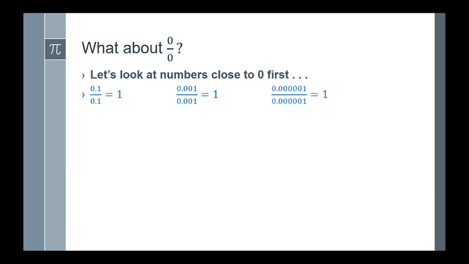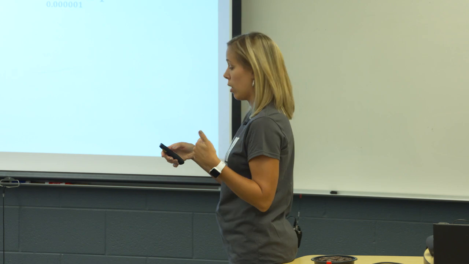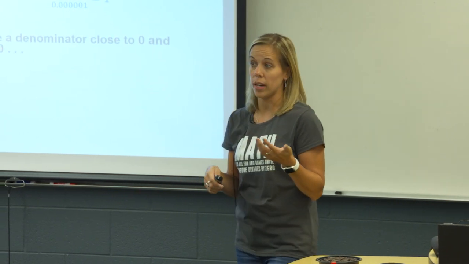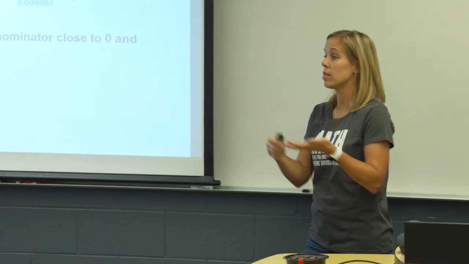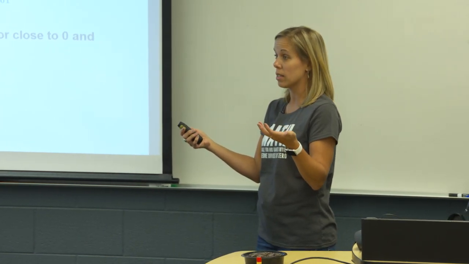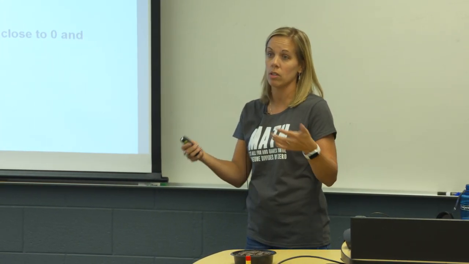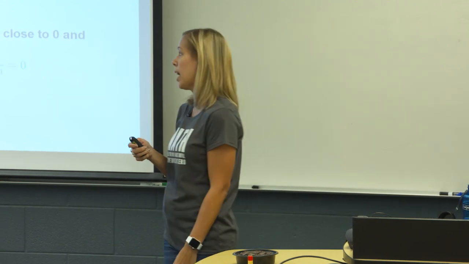Well, if we assume that the numerator and the denominator are both 0.1 or 1/10, and we divide those, we get 1. Same thing with 1,000th, and then same thing here. So every time we're getting closer and closer to 0, we're still getting 1. So that means 0 divided by 0 must be 1, because any time we divide something by itself, we always get 1, right? 3 divided by 3, 5 divided by 5.